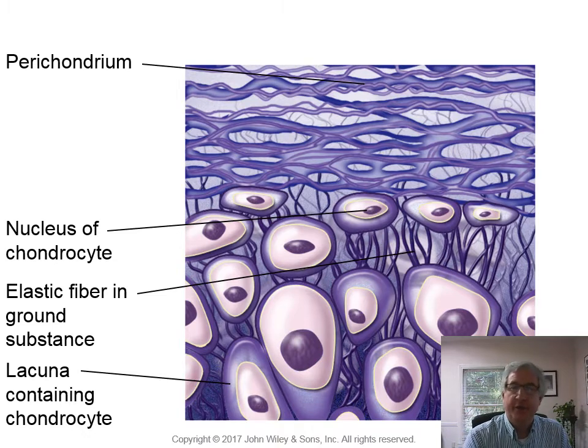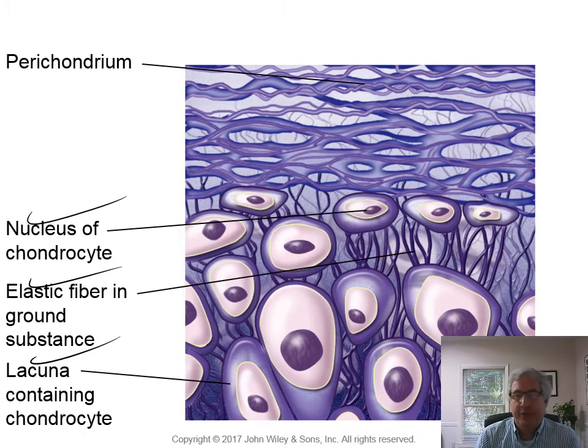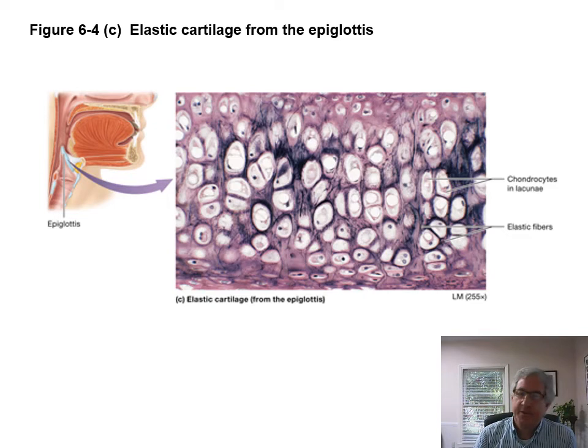So here's another picture showing the chondrocytes with the nucleus, elastic fibers in the ground substance, and the lacuna containing a chondrocyte down there. Then there's a part around this called the perichondrium. I'm going to maybe show this on the next slide. Don't worry about it. So, perichondrium just meaning around the cartilage area.